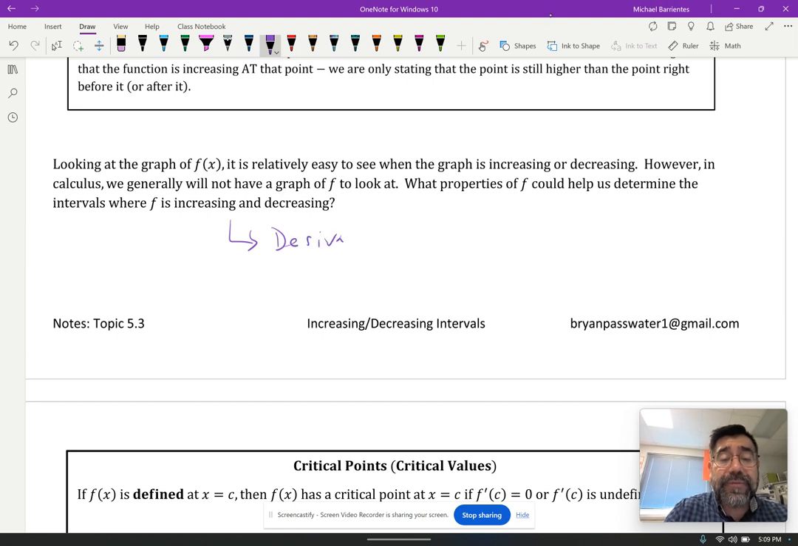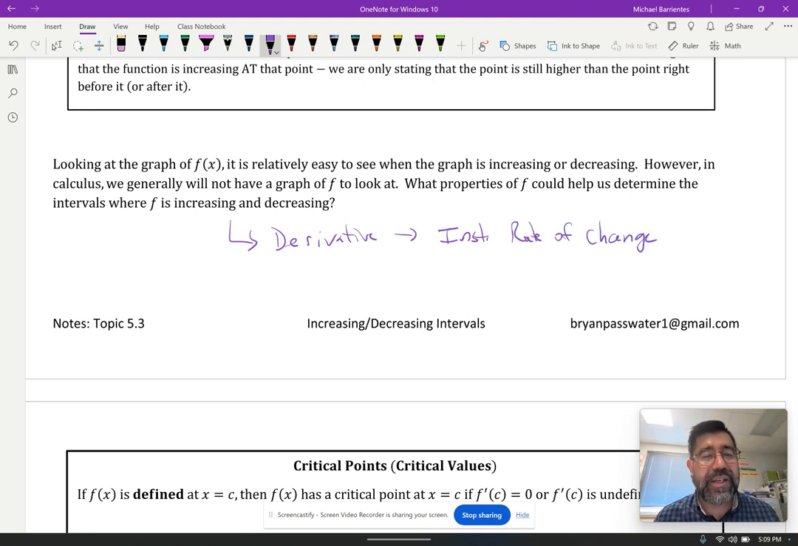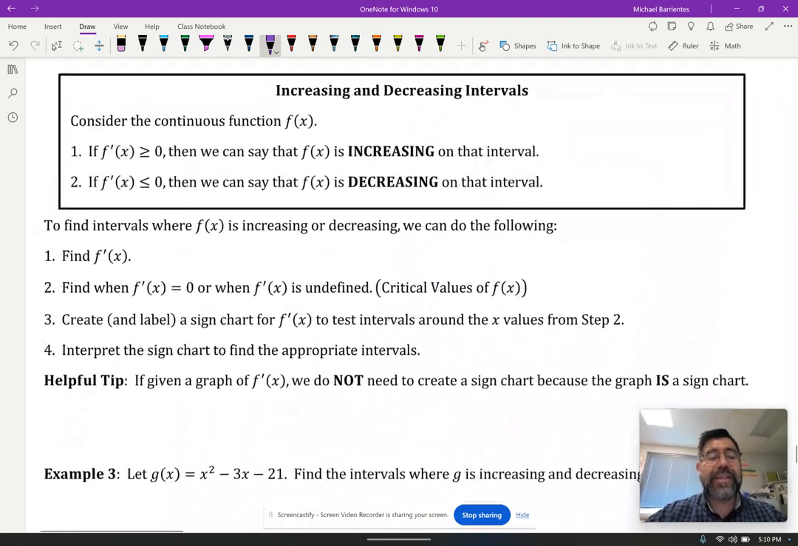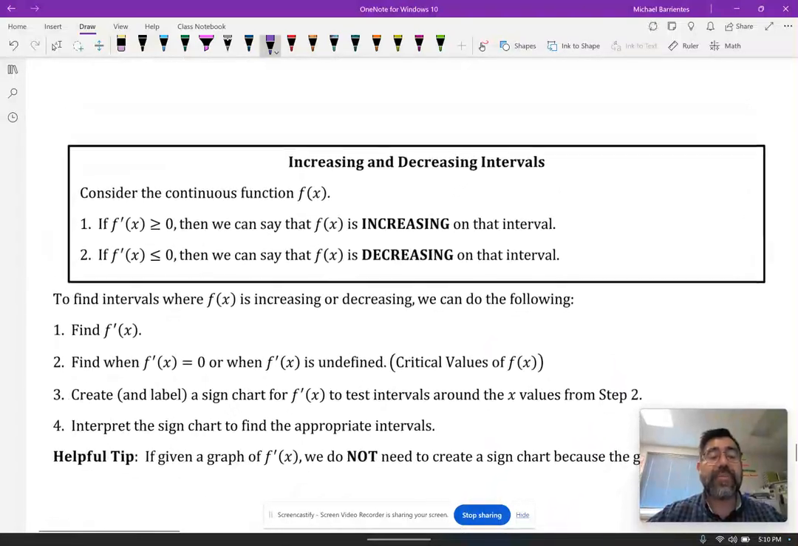Because the derivative tells me the instantaneous rate of change. And a rate of change is how something is changing, which is what increasing and decreasing is telling us, right? The increasing and decreasing is about the rate of change. How is this graph changing? Is it going up? Is it going down? And so the derivative is going to be able to tell us that. And I'm going to skip ahead to point these two ideas out, and then we're going to go back into critical points.